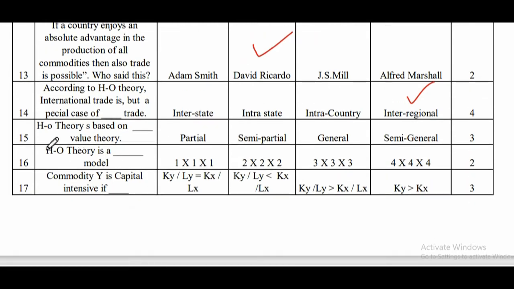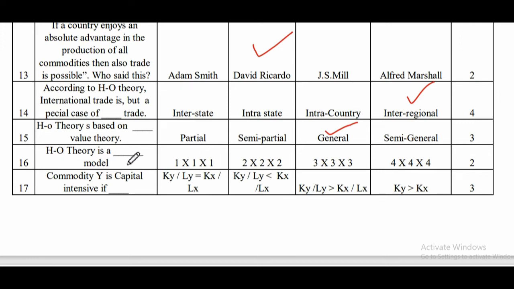Now the next one is MCQ number 15. HO theory is based on dash value theory. Option number 1 is partial. Second option is semi-partial. Third option is general. And fourth option is semi-general. Now, HO theory is based on the general value theory.